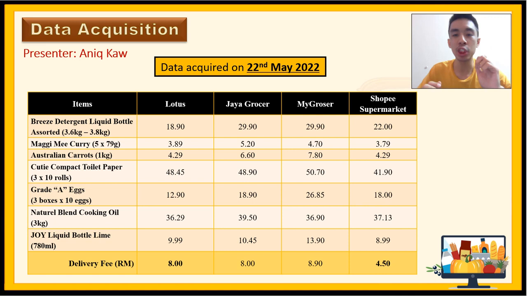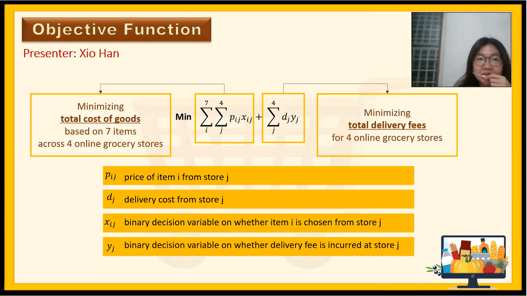The next sections will further describe the usage of this sample data to help a consumer make smarter decisions, which is to save his or her total spending via cost optimization. The objective function is to minimize the cost of the goods and minimize the total delivery fee.